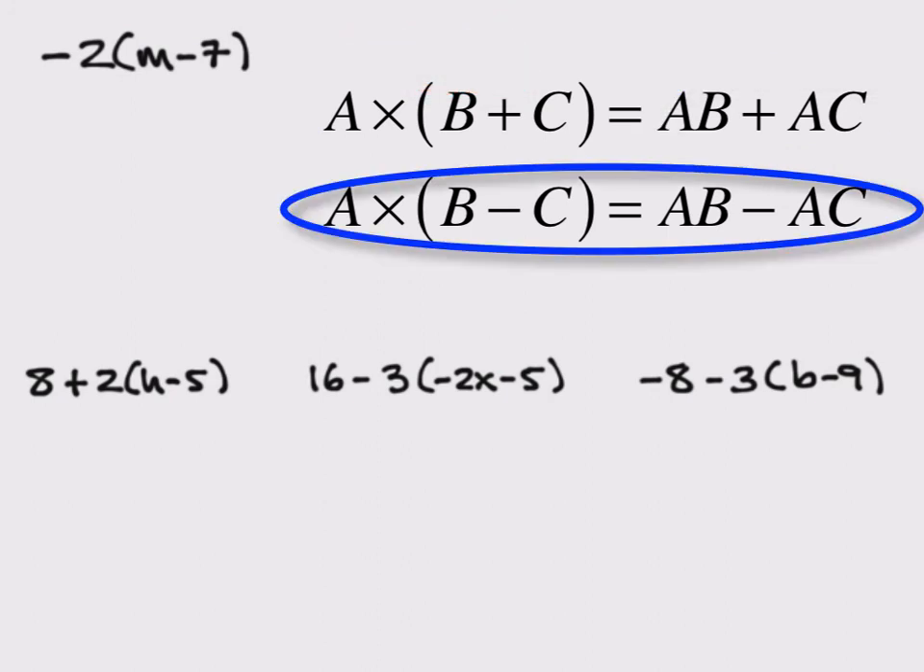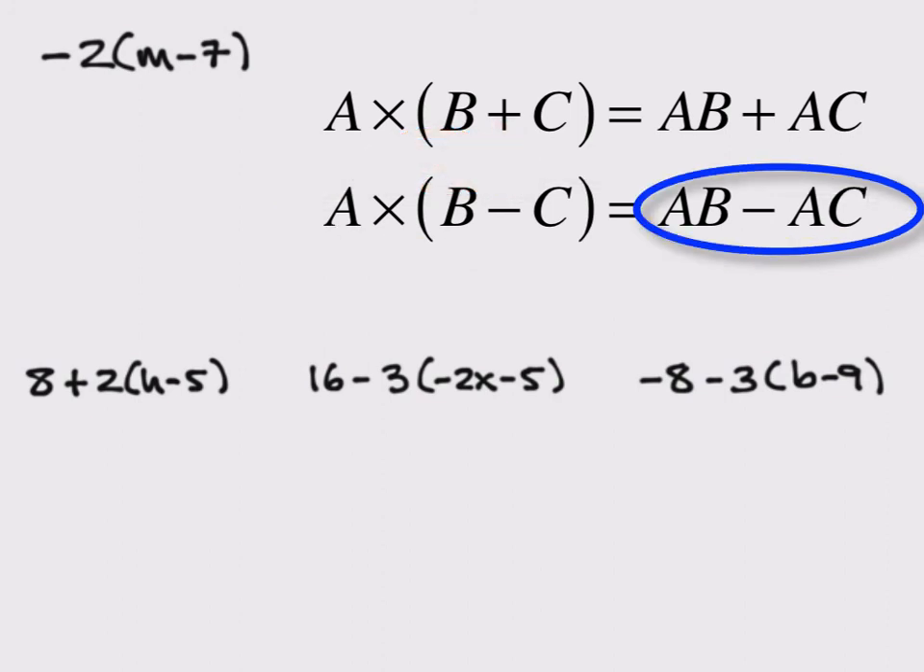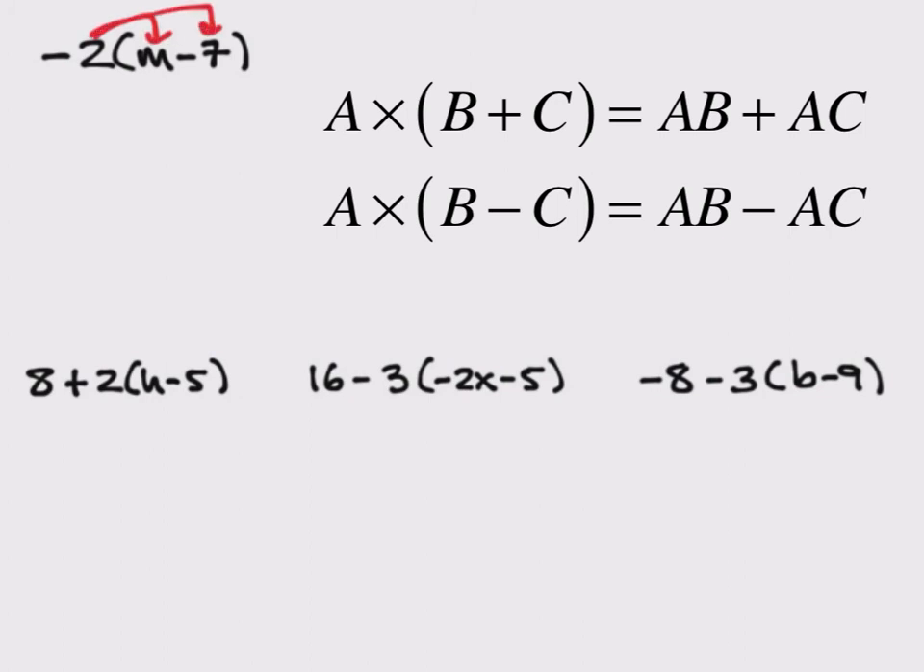Or if within our parentheses we have subtraction, so b minus c, again, we're going to multiply our a by b and our a by c, but we'll be subtracting. So we get a times b minus a times c. And in this case, we're going to do exactly that. We're going to multiply this negative 2 by both m and by negative 7. And we end up with negative 2m plus 14. So whatever number m represents, negative 2 times the quantity of m minus 7 will equal negative 2m plus 14.